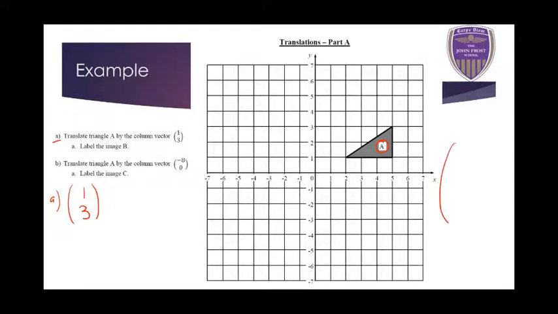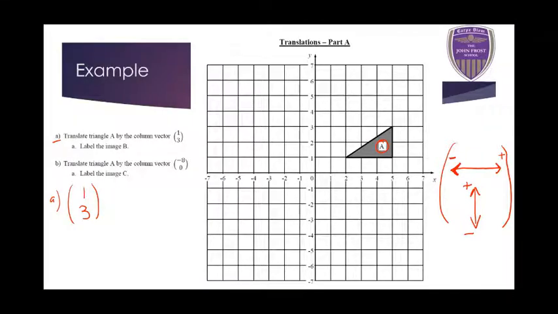If we draw a big column vector over here, what did the top number mean again? Well, the top number told us whether we went left or whether we went right. And if the number was positive, we went to the right. And if the number was negative, we went to the left. What about the bottom number? Well, this number told us whether we went up or down. If the number was positive, we went up. And if the number was negative, we went down.